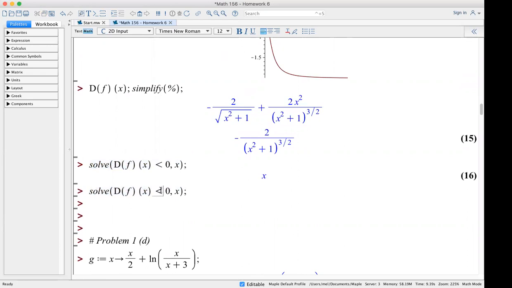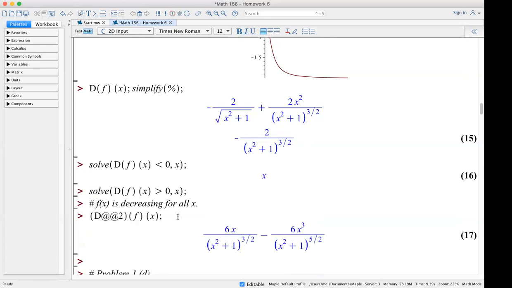If we said solve the inequality derivative of x greater than 0 for all x, you get nothing. So f of x is decreasing for all x. Strictly decreasing. Derivative's never 0. What about the second derivative? Let's see what that looks like. D2 of f of x.